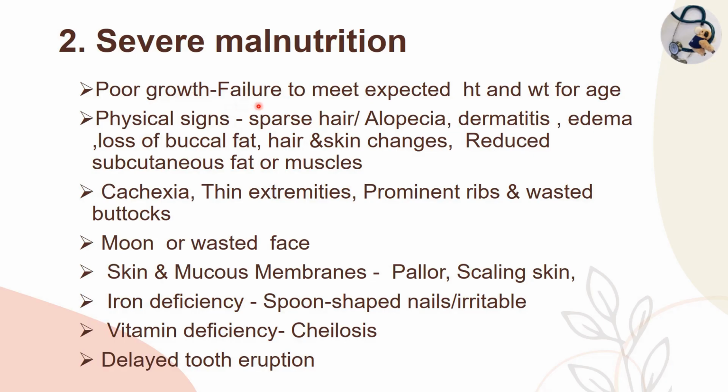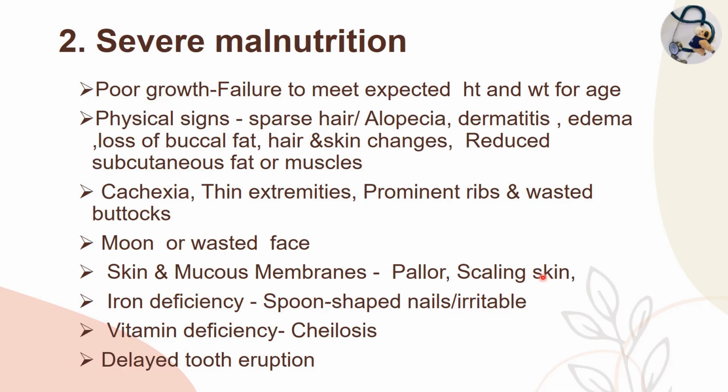Clues to severe malnutrition are poor growth, failure to meet expected weight and height for age. Then there can be physical signs like sparse hair, alopecia, dermatitis, edema, loss of buccal fat, hair and skin changes, reduced subcutaneous fat or muscles. Then there can be cachexia or thin extremities, prominent ribs and wasted buttocks. There can be moon face in case of kwashiorkor and wasted face in case of marasmus.